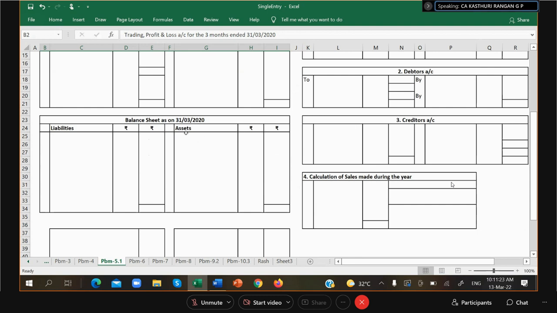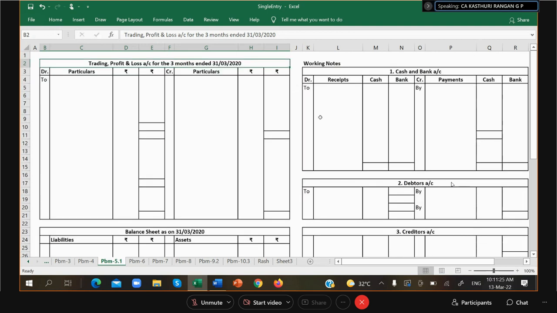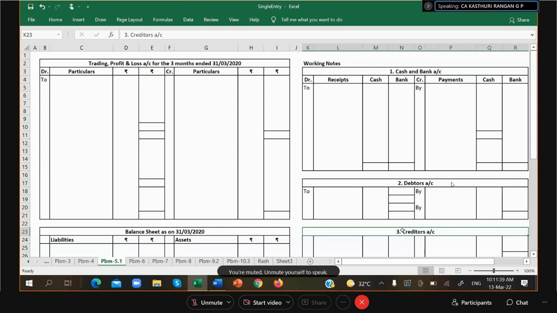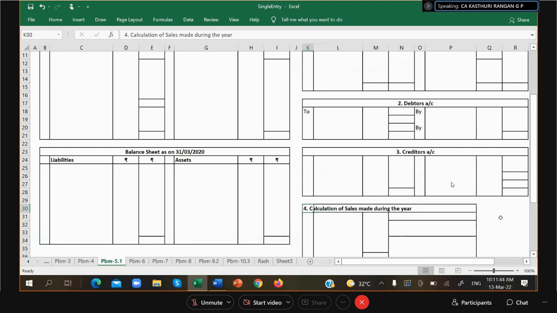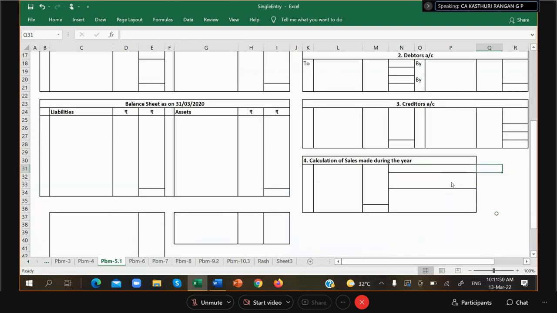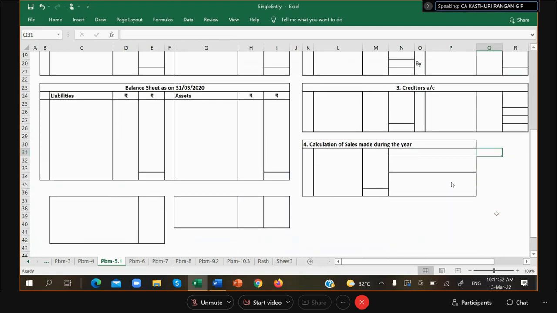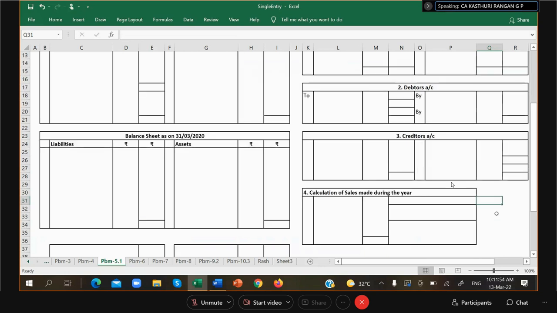This will be shown in the first page of your answer, followed by various working notes. Normally, we prepare opening balance sheet as working note number 1, but in this problem, it is not required. It's already there. Then debtors account, creditors account, working note number 2 and 3. And as I told you, in this problem, you'll have to prepare another working note to calculate the sales. Like that. If necessary, we will have to prepare some more working notes also.